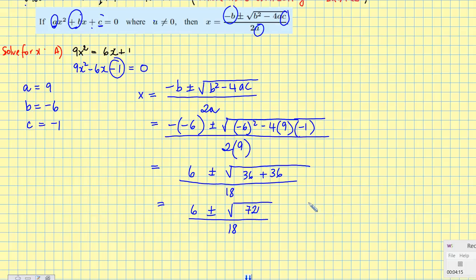Last step, or second to last step, is basically simplifying the radical.